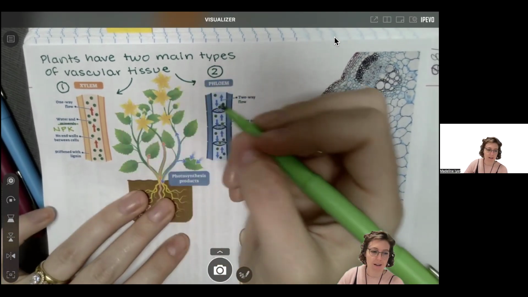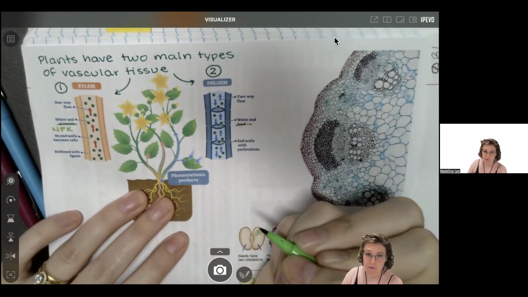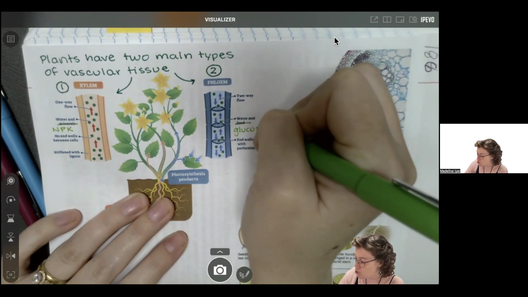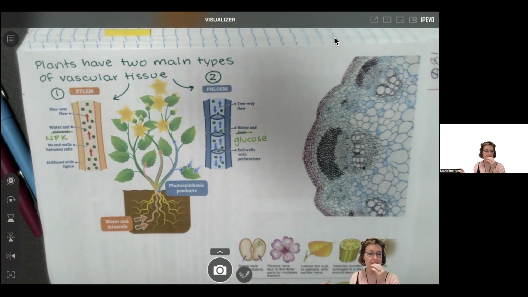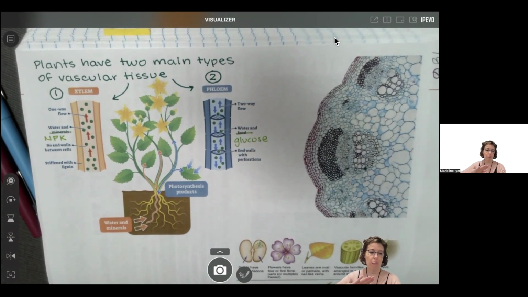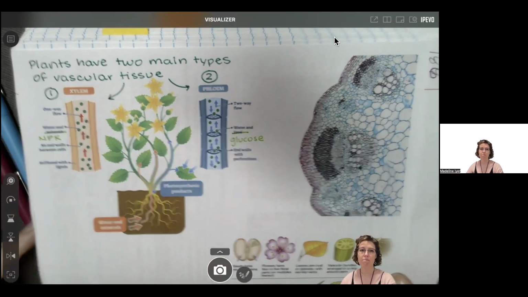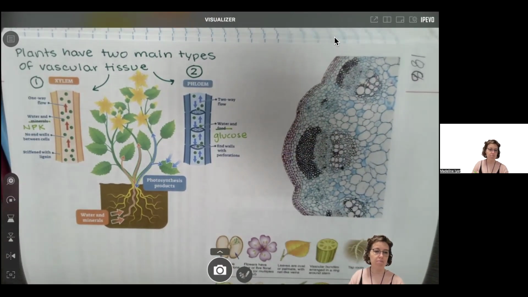move around the cell. Obviously, you know better than to say food at this point. When we say food for plants, we mean glucose. Sugars, carbohydrates, same thing. And so if we were to cut this stem across the middle and look down into it, this is what we would see.